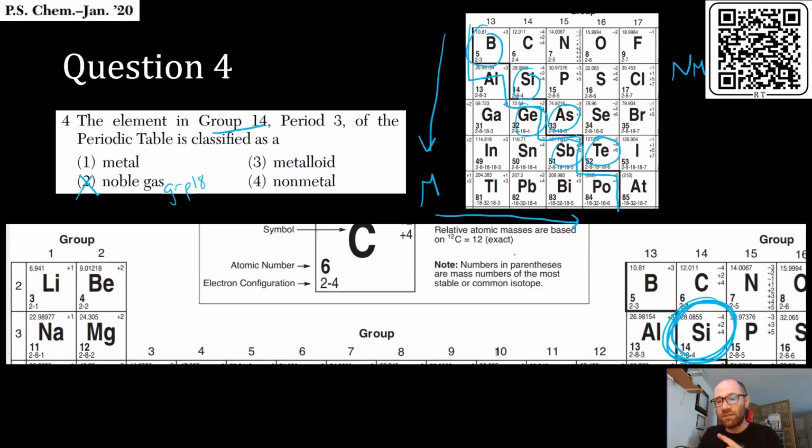Aluminum is a metal. Polonium and astatine are radioactive. So some people say they're metalloids. Some people say they're radioactive. Their chemical properties are less important. But regardless, silicon is one of the ones I circled, and that is a metalloid.